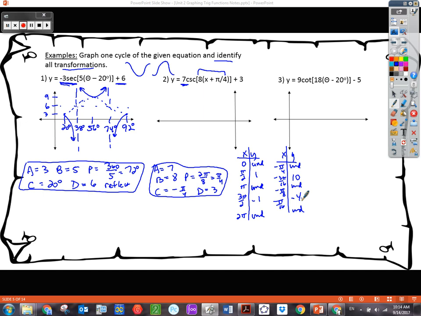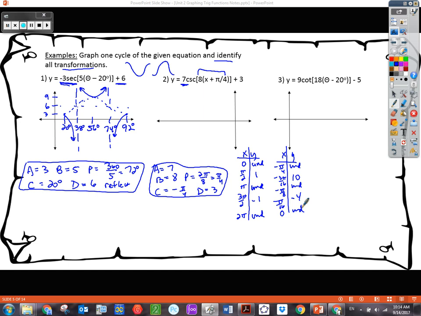And lastly, I have 2 pi. 2 pi divided by 8 is pi over 4, and pi over 4 minus pi over 4, yay, something easy, right? Pi over 4 minus pi over 4 is 0. Okay, so now what we're going to do with this, with the transforming points, is we're just going to plot those points. I mean, that's all we have to do, right?